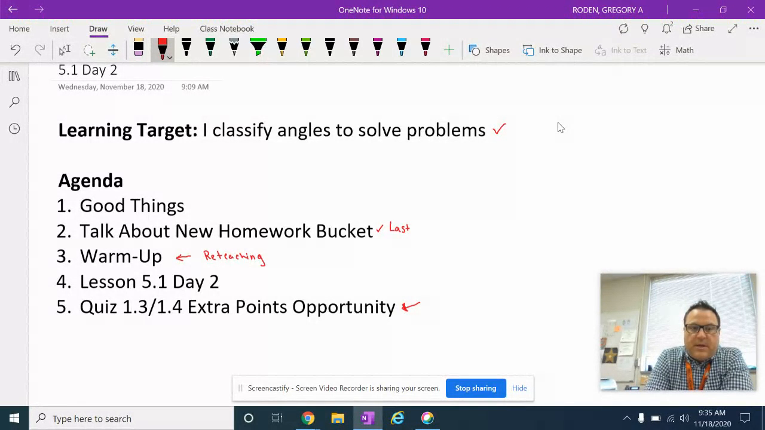of the 1.3/1.4 quiz. I'm just going to go through these and reteach you that stuff, and then that should prepare you for the extra points opportunity that you can take. But do not start the extra points opportunity until after this entire lesson. Cool? All right, so let's give it a try.